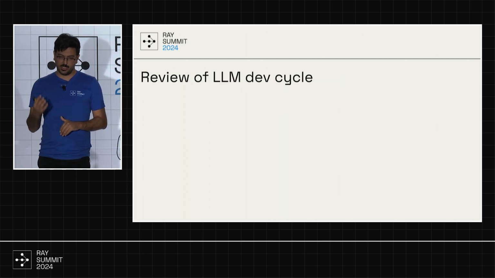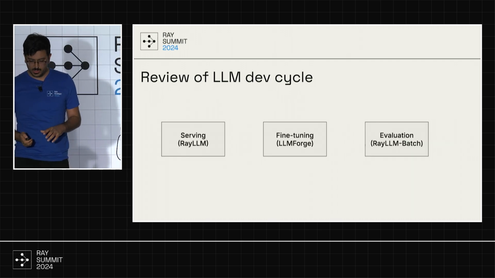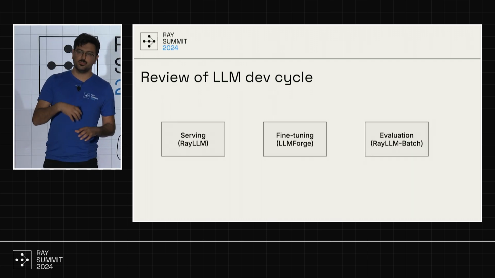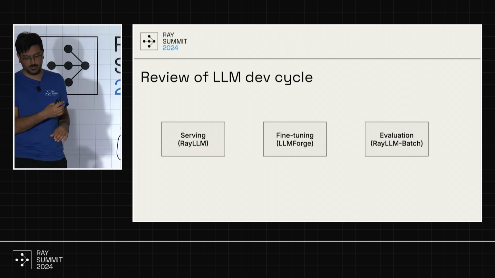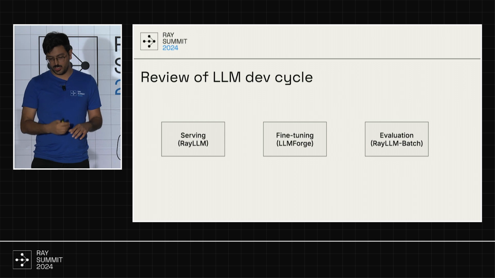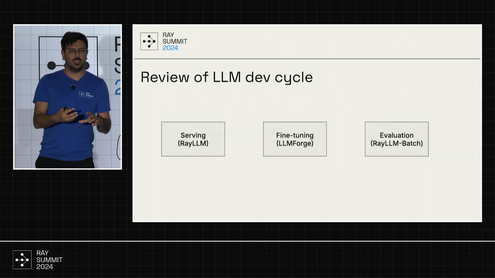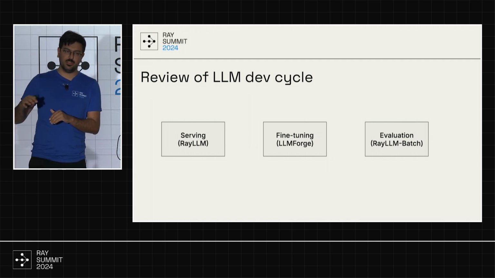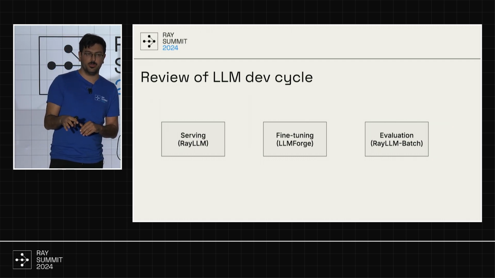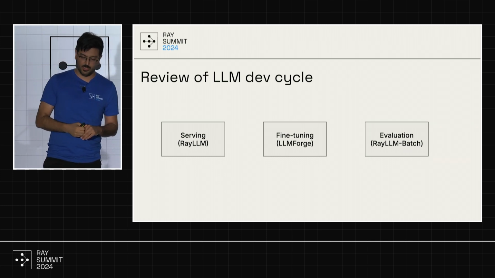So let's take a look at what an LLM dev cycle looks like. Usually people start from serving these models. For this, we've built RayLLM, which is a serving library that I'm going to talk about. Sometimes this is not enough. Over time, you collect more data and want to do some sort of refinement because the quality falls short. For that, we have built this fine-tuning library, LLMForge. It's mostly for post-training operations.